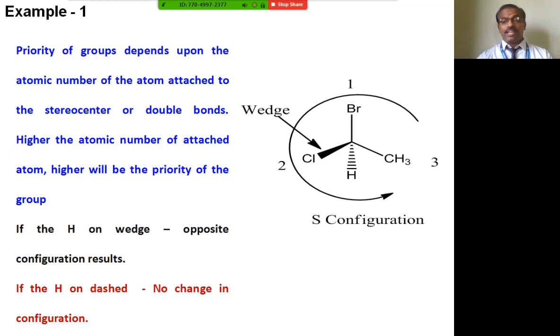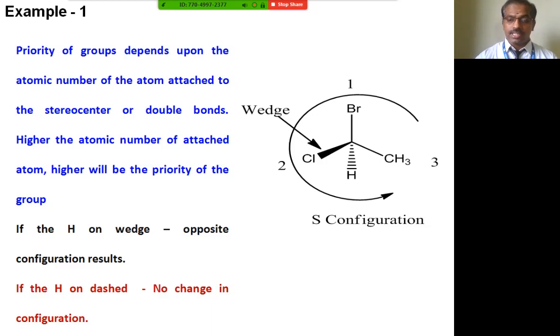Okay, if the hydrogen is on a wedge, you have to take much care. If the hydrogen is on a wedge, the opposite configuration you have to report. That's it, I represent here. If the hydrogen is on a dash, no problem at all. So as it is, whatever configuration you are getting, that you have to report directly. But if the hydrogen is on a wedge bond, what is that?